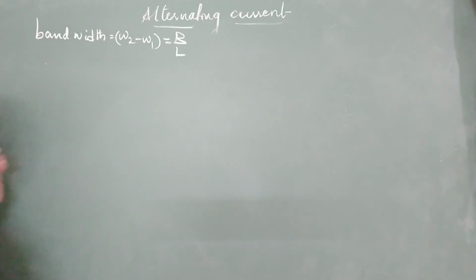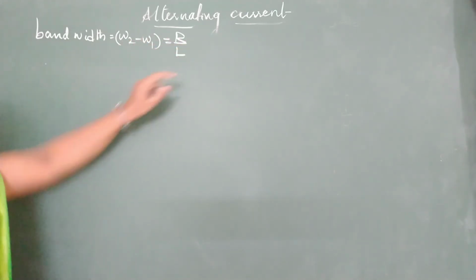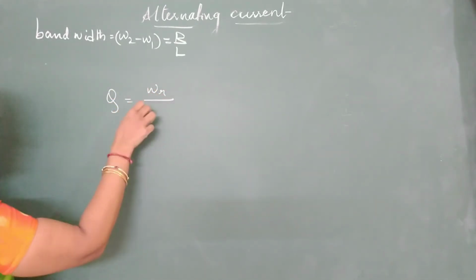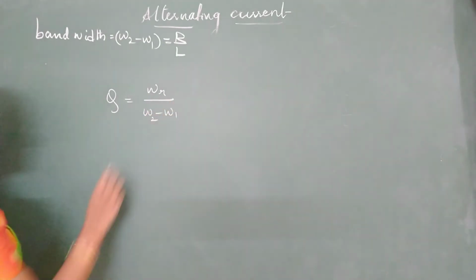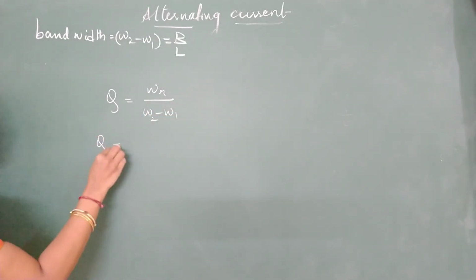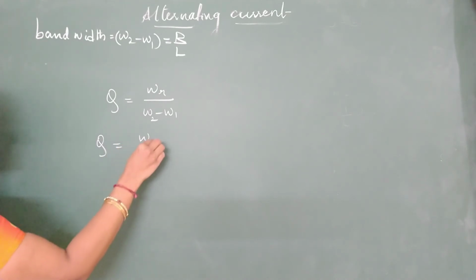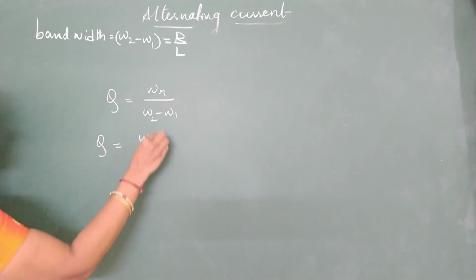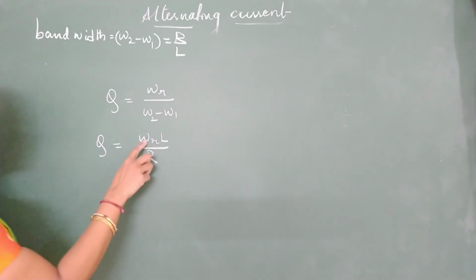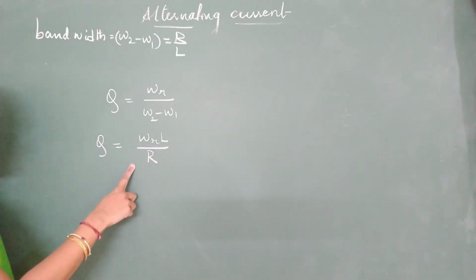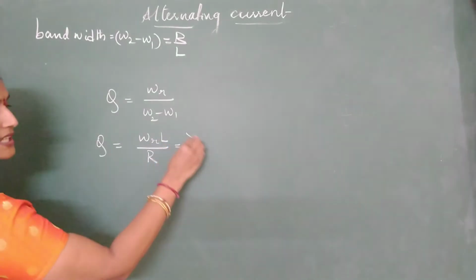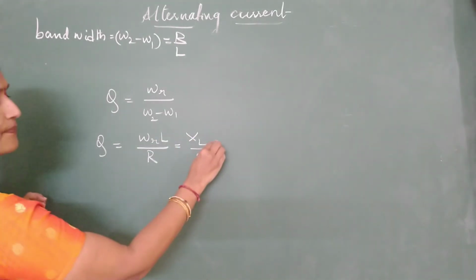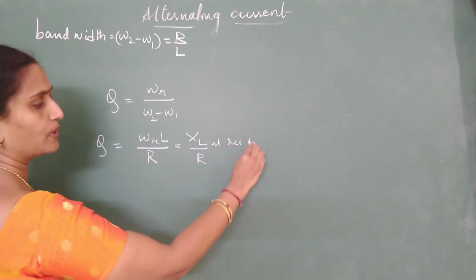Okay, coming back to quality factor. Just now I showed you that bandwidth is R divided by L. So what should be your formula for quality factor then? It is omega R by omega 2 minus omega 1 as per the definition. So your quality factor Q is equal to resonating frequency divided by omega 2 minus omega 1. I will write it as omega R into L divided by capital R. This is nothing but called XL divided by R. But remember, XL at which frequency? At resonating frequency.